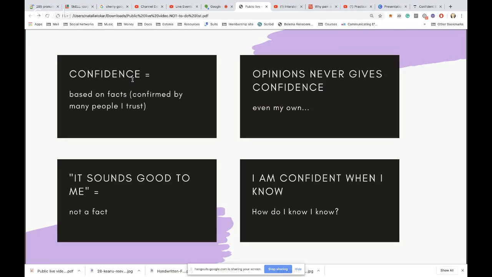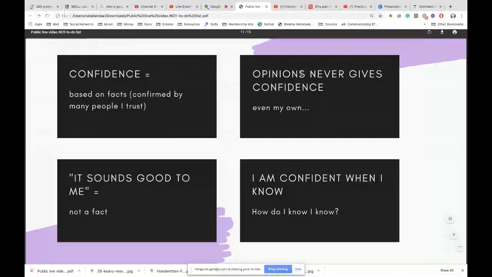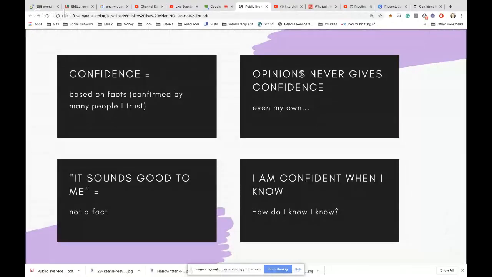Why do I mention people that I trust? Because there are a lot of, let's say, people in every country that are not well educated, they make mistakes. There are a lot of people who make mistakes in Russian, who were born in Russia. So I want to pay attention and I want to learn from people who are educated, and I want to learn from people who speak the way I would like to speak, not just from everybody. And I remember that opinion never gives me confidence, even my own opinion.